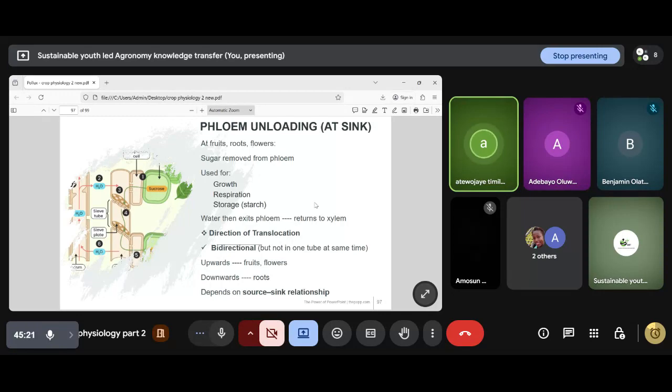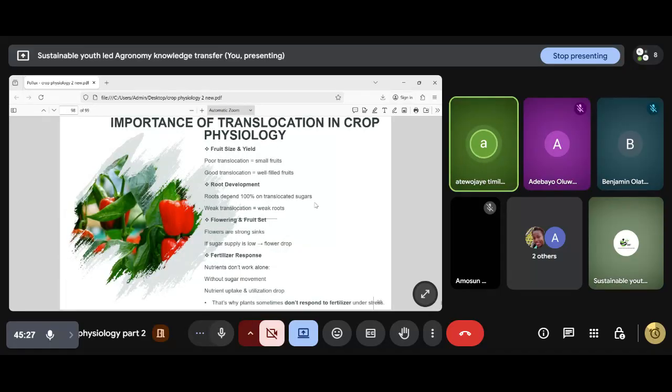So we can see that they are bidirectional, but not in one tube at the same time. So that's how it is. Importance of translocation in crops.